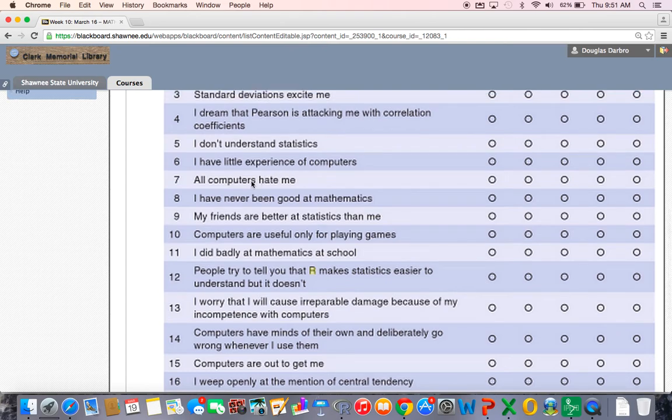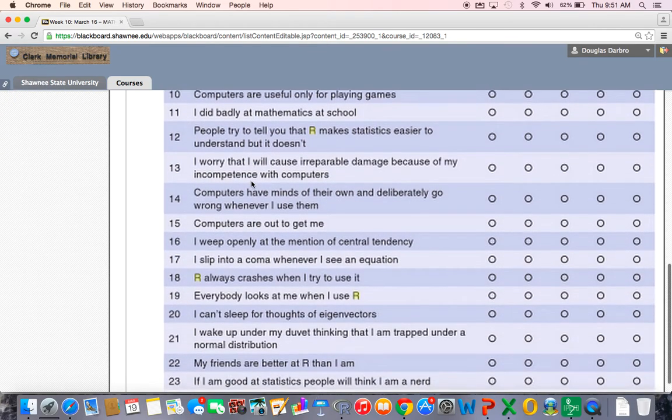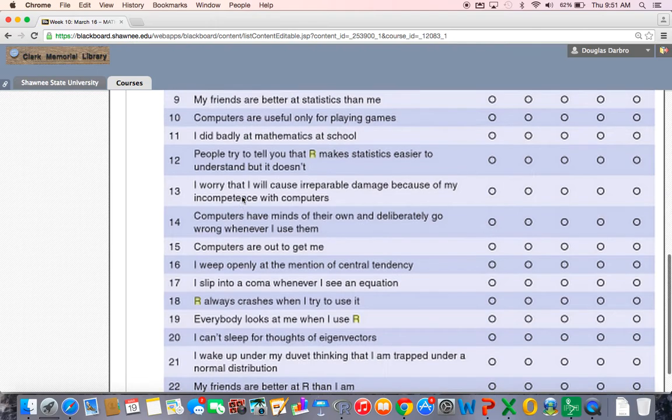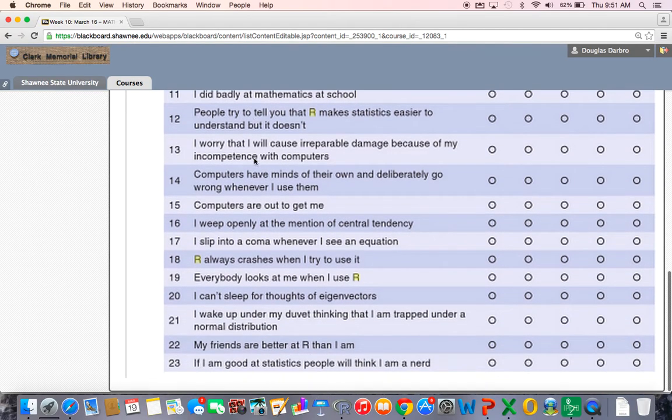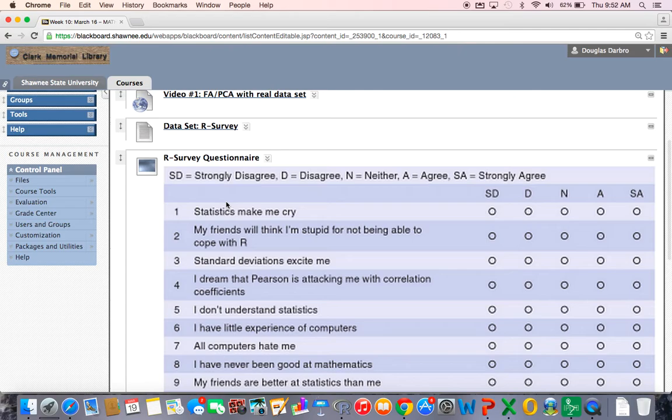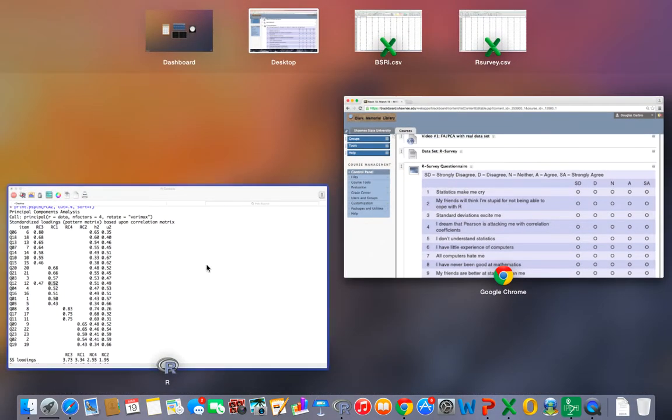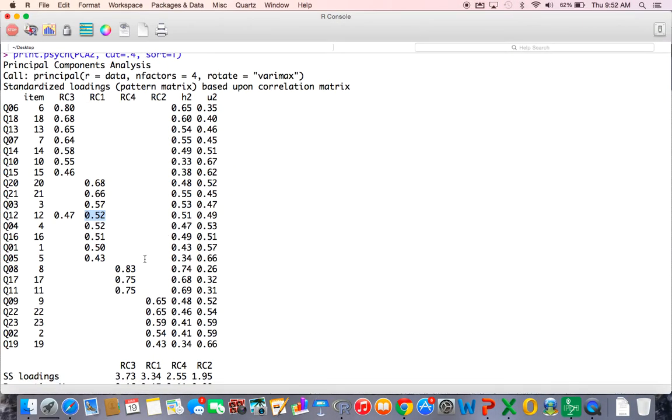7, computers. I think you see where we're headed here. 14, computers. And 10, computers. And 15, computers. Guys, I have no doubt that factor number 3 deals with computers. So I'm going to call that a fear of computers. So the only thing we're lacking now is the short one. So that's question 8, 17, and 11.